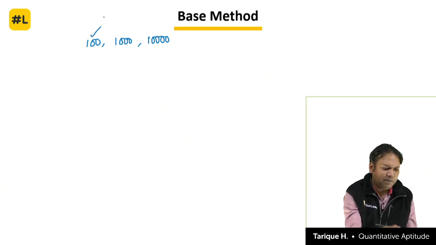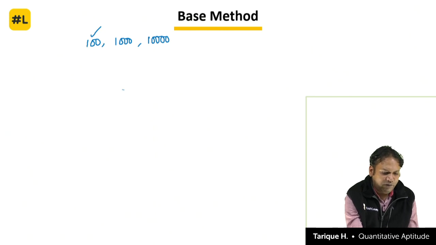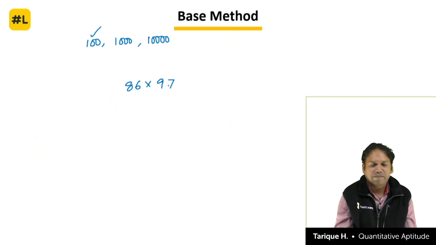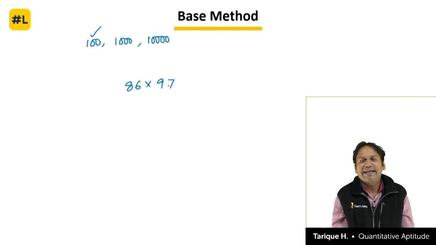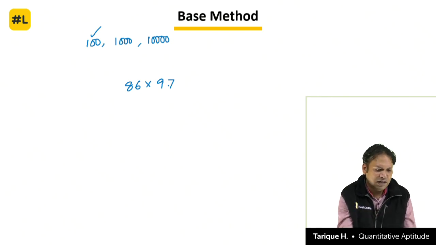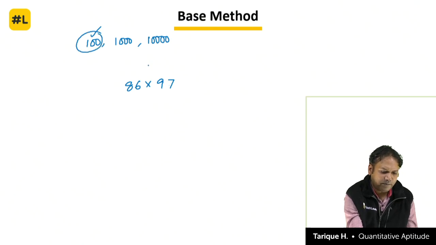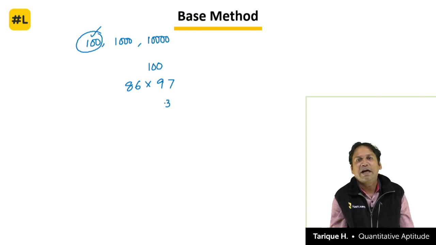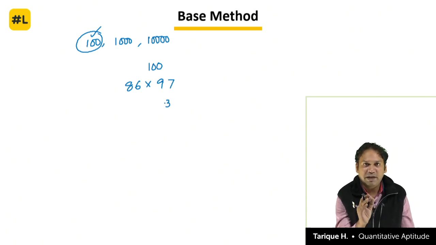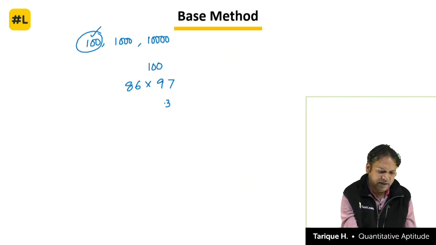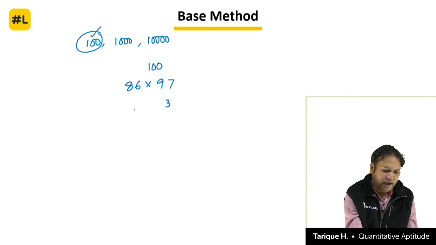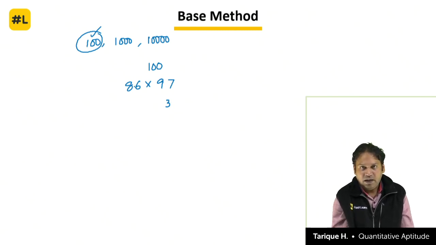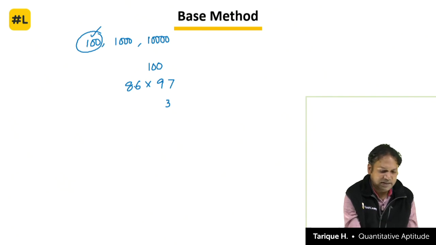Let's start with 100. Okay, let's say I want to find out what is 86 into 97, without doing any calculation. Our base value is 100. So, you will see 97 is how much less than 100. Please observe here what I am saying. 97 is how much less than 100. So, you will say 97 plus 3 is 100. Okay. And what about 86? 86 is how much less than 100. So, you will say it is 14.